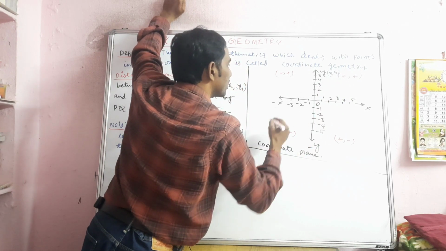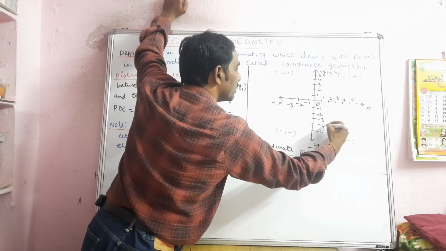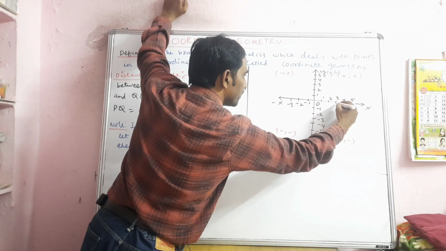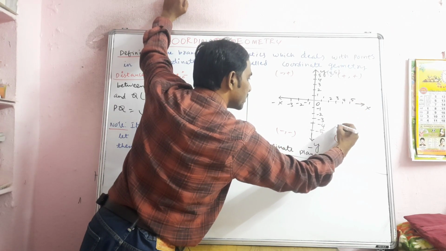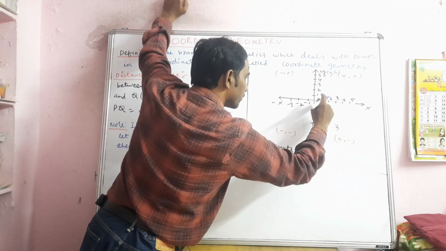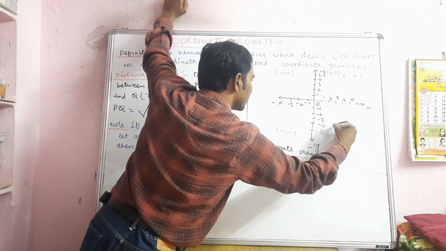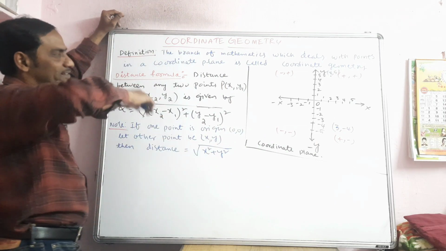For example, I'll keep a point here. For example, this point has x is 3 and y value is -4. So see, like that. This axis also I'll explain now.